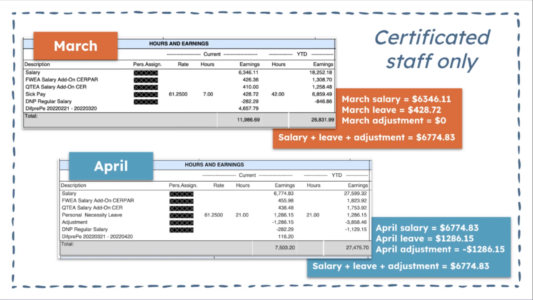Moving forward, the salary line should stay the same each month. If you are wondering if you got your full salary from January to March, you simply have to add up the salary line plus any other lines for sick, personal necessity leaves, permission days, etc.